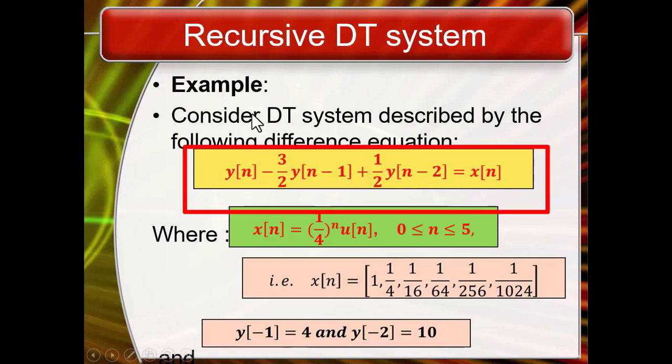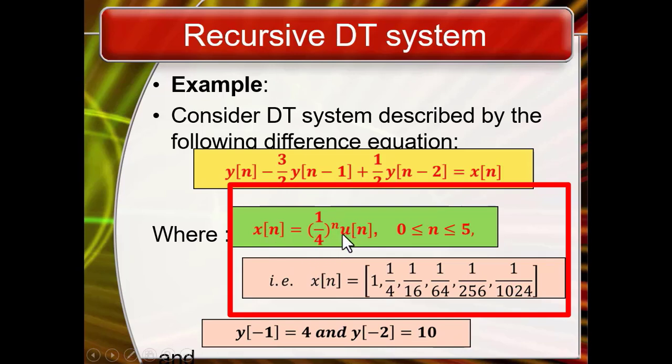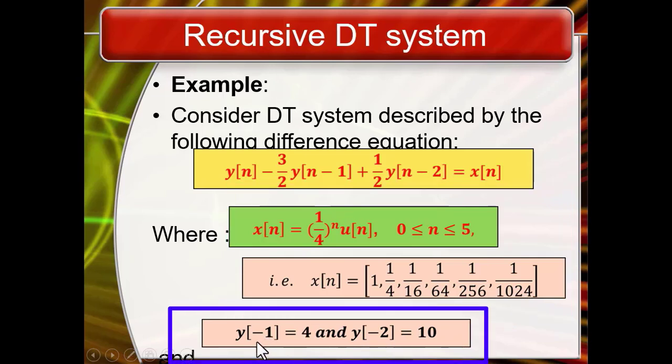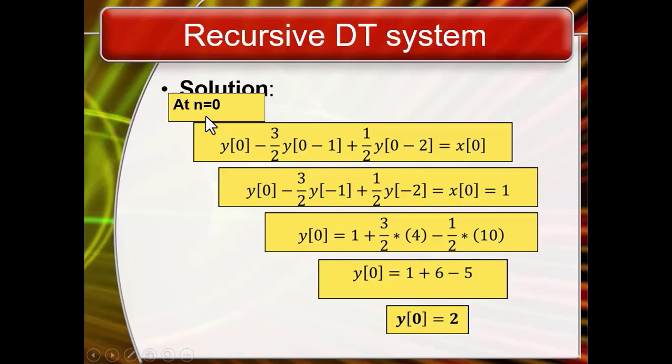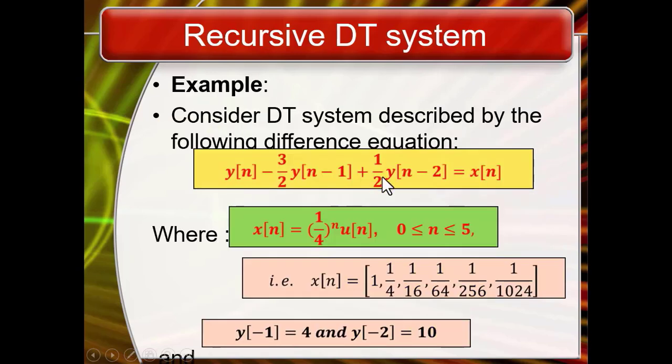Now let's consider a discrete time system which is described by the following difference equation, and let's solve this one recursively: y of n minus 3 over 2 y of n minus 1 plus 1 over 2 y of n minus 2 is equal to x of n, where x of n is 1 over 4 raised to n u of n, an exponential discrete time sequence, defined for 0 less than or equal to n less than or equal to 5, or you can represent x of n as 1 over 4, 1 over 16, 1 over 64, 1 over 256, 1 over 1024. And the initial conditions are y of minus 1 is 4 and y of minus 2 is 10. So at n equal to 0, substitute n equal to 0 in the previous equation.